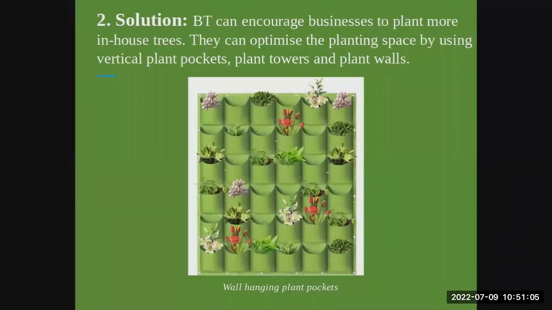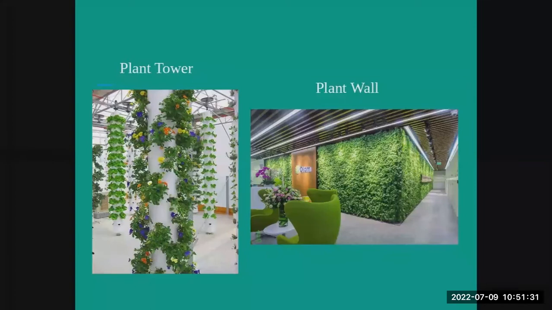In order to tackle the problem, our group proposed that BT can encourage businesses to plant more in-house trees. They can optimize the planting space by using the vertical growing system. And here are some illustration examples of vertical growing systems. This is the wall hanging plant pockets, plant tower, and plant wall.